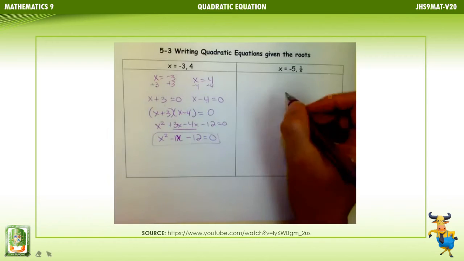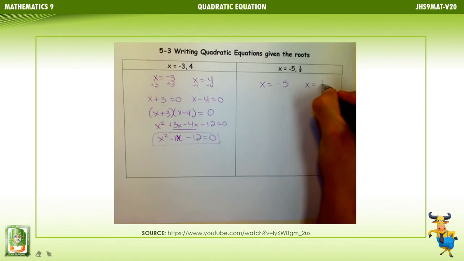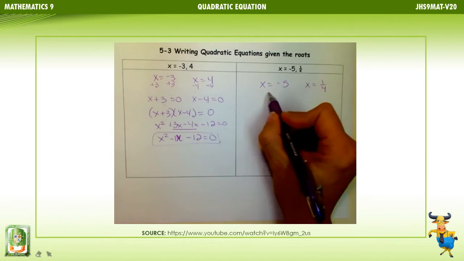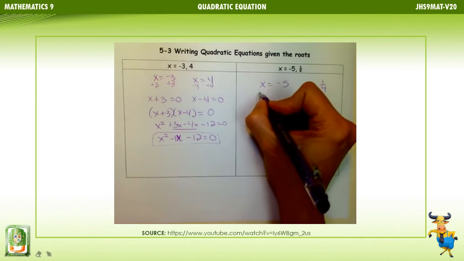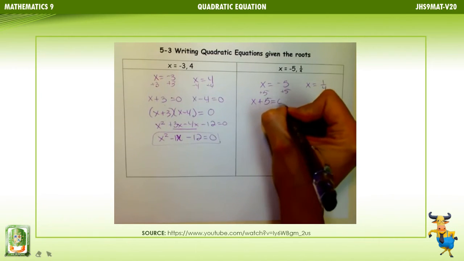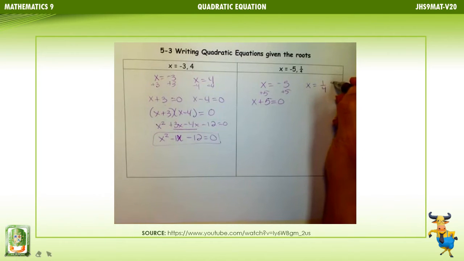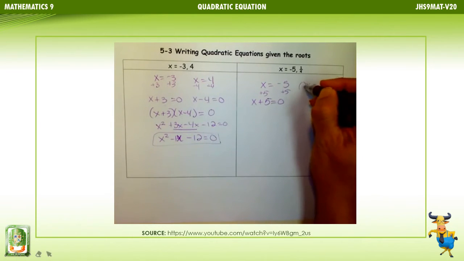So let's try this one. Again, we'd have x equals -5 and x equals 1/4. To move things to this side, we just add 5 to both sides, and we get x plus 5 equals 0. Notice I don't want to just add a 1/4. I want to get rid of that fraction. So to get rid of the fraction, I'd multiply both sides by 4.